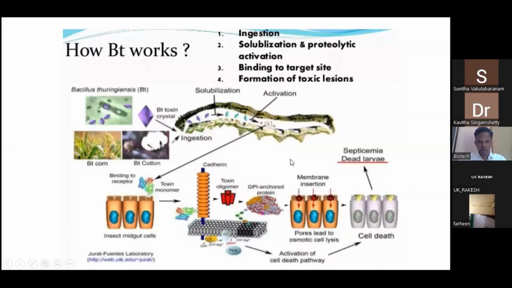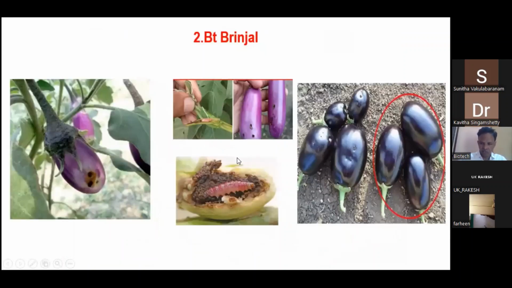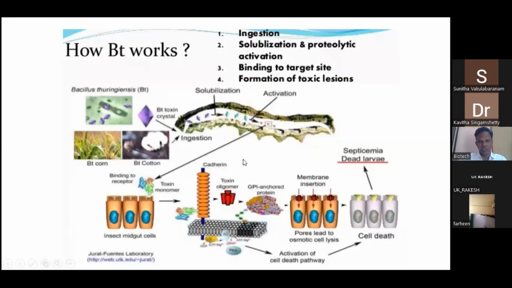This is natural. This happens naturally. This has nothing to do with genetic engineering. This happens naturally in nature. So in nature also we have biopesticides, which can be used as biopesticides. So what scientists did is they isolated a gene from Bacillus thuringiensis. The name of this gene is called cry gene. The cry gene is inserted into the cotton plant.